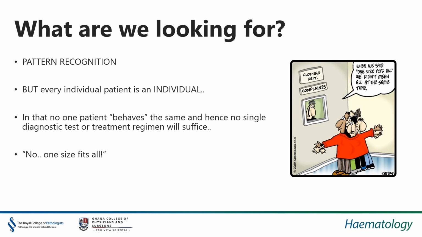So what are we really looking for when we're looking at flow cytometry? Well, it's pattern recognition. We know what normal cells express, we know what growth arrested cells look like. So we're looking for the presence or the absence, the upregulation, the downregulation, the overexpression or the underexpression of key antigens within some hematological malignancies. But it's very important to remember that every single patient is an individual, and no one patient will behave the same, hence no single diagnostic test will suffice, because there is no real one-size-fits-all approach.